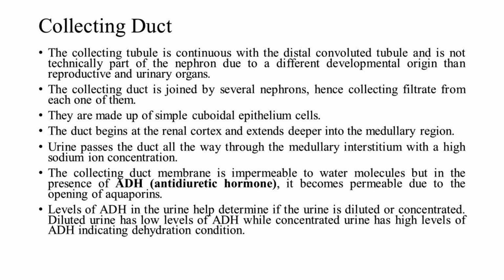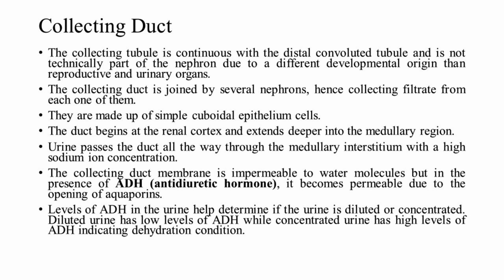Collecting duct. The collecting tubule is continuous with the distal convoluted tubule and is not technically part of the nephron due to a different developmental origin than reproductive and urinary organs. The collecting duct is joined by several nephrons, hence collecting filtrate from each one of them. They are made up of simple cuboidal epithelium cells. The duct begins at the renal cortex and extends deeper into the medullary region.